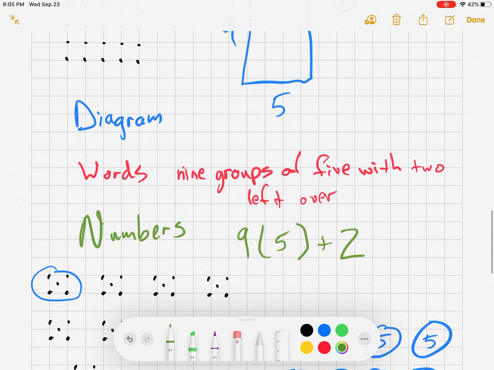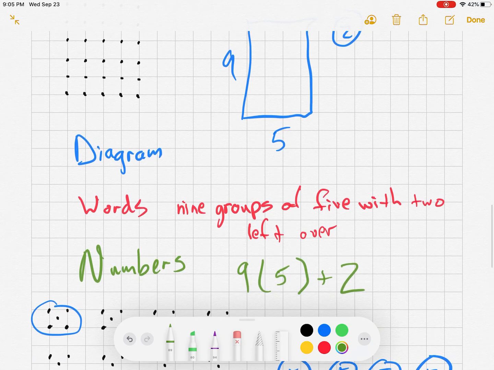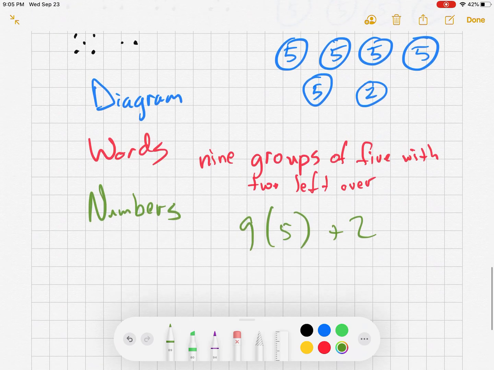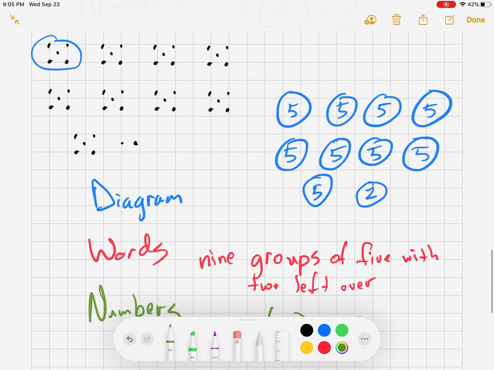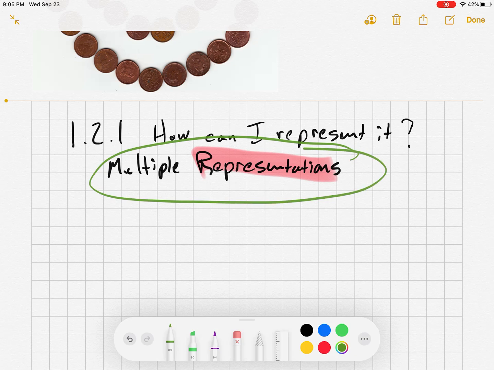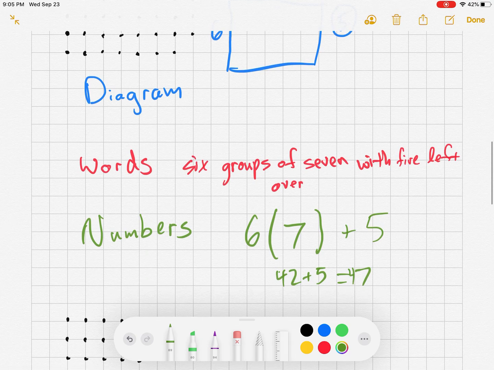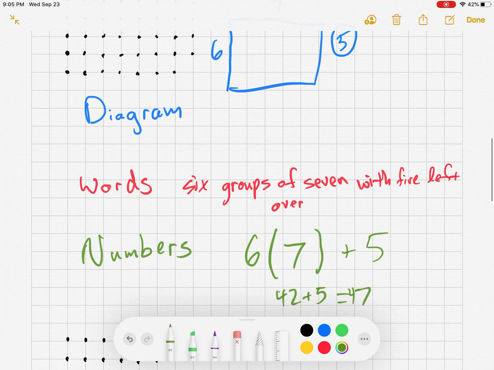Going back up here, I could have even turned this one into 5 groups of 9, right? And then it would have just switched those 9s and 5s, would have worked, okay? So our goal today was our ability to make multiple representations. From those multiple representations, can we put them into 3 things? A diagram, words, and then with numbers and symbols. All right, that sums up. If you have any other questions, please let me know.